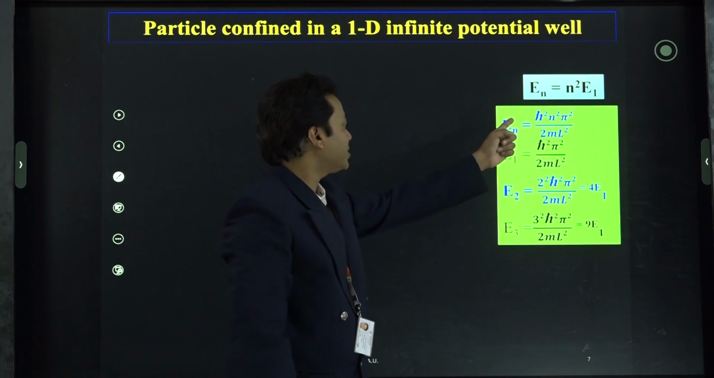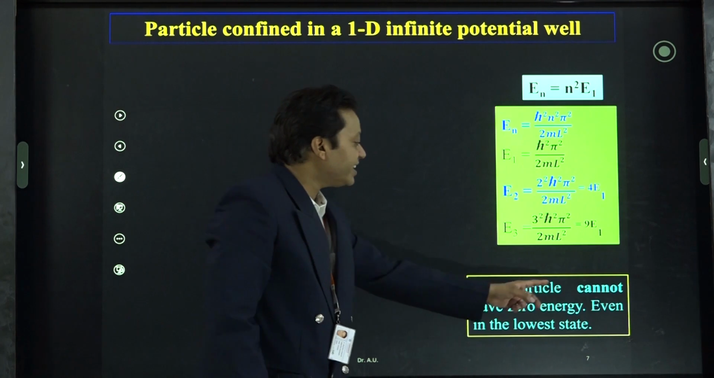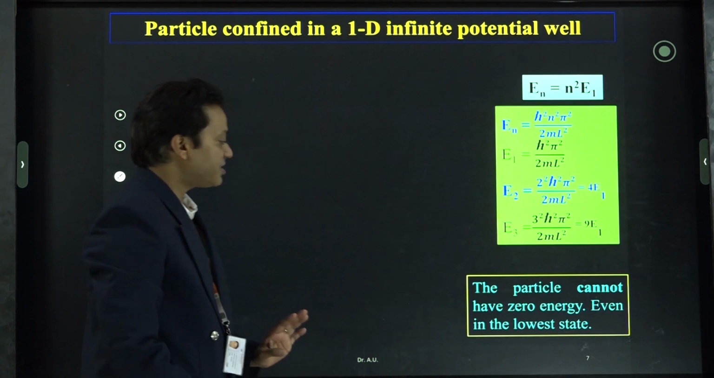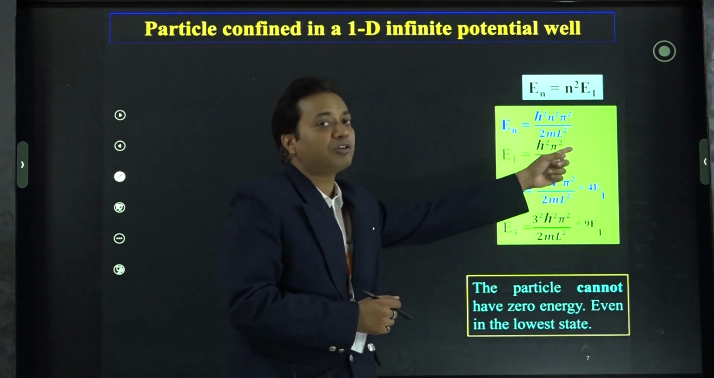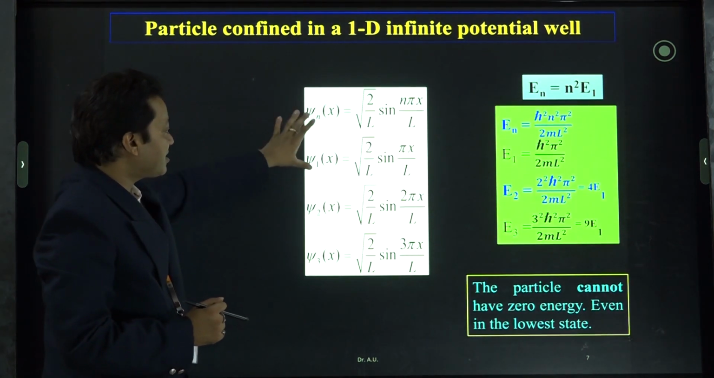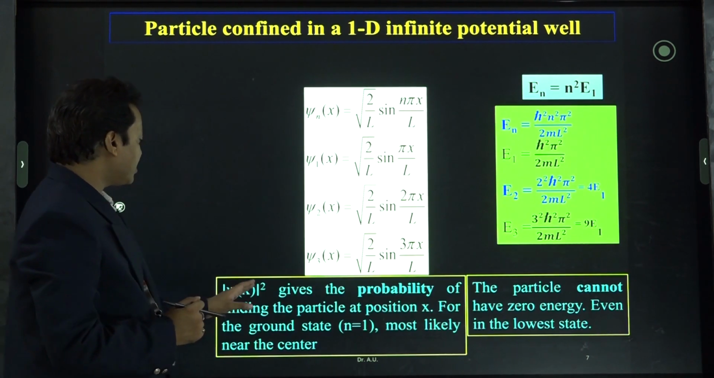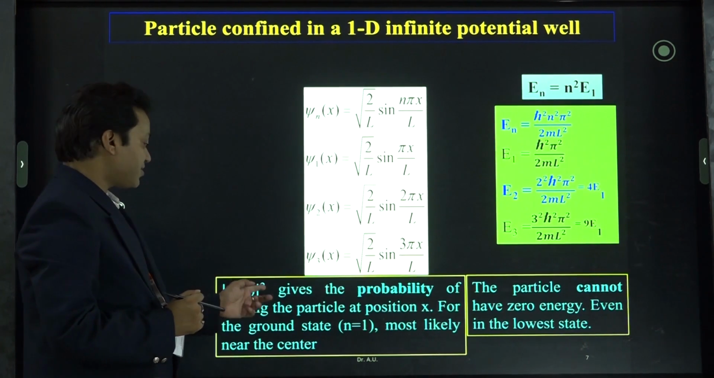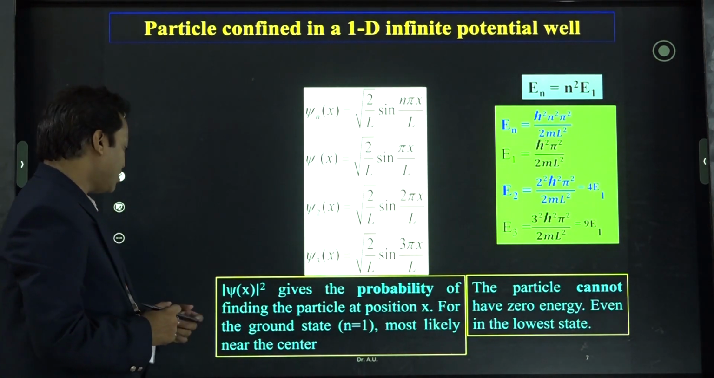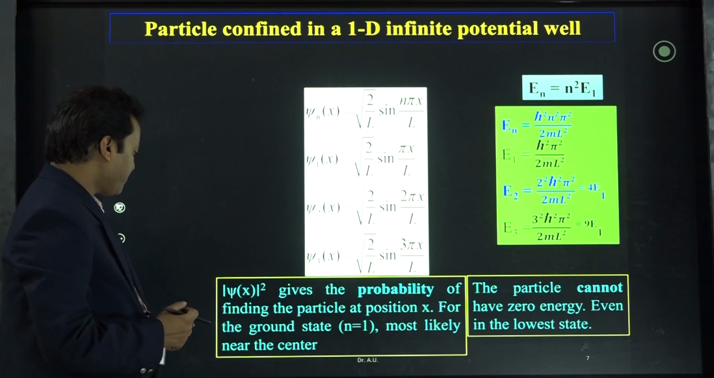Different energy values E1, E2, E3. The particle cannot have zero energy even in the lowest state. It always has some value of energy. Similarly, the wave function can be written as psi 1, psi 2, psi 3, psi 4 and so on, and the square of the wave function gives the probability of finding the particle at a position x. For the ground state, n equal to 1, it is called the ground state energy value.